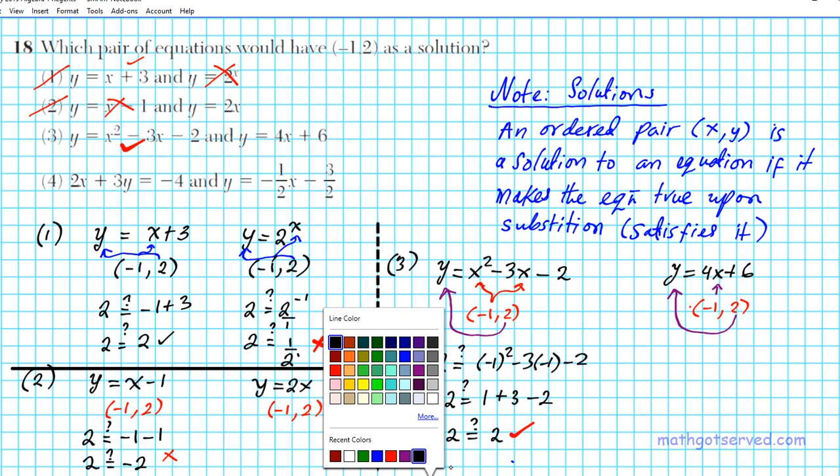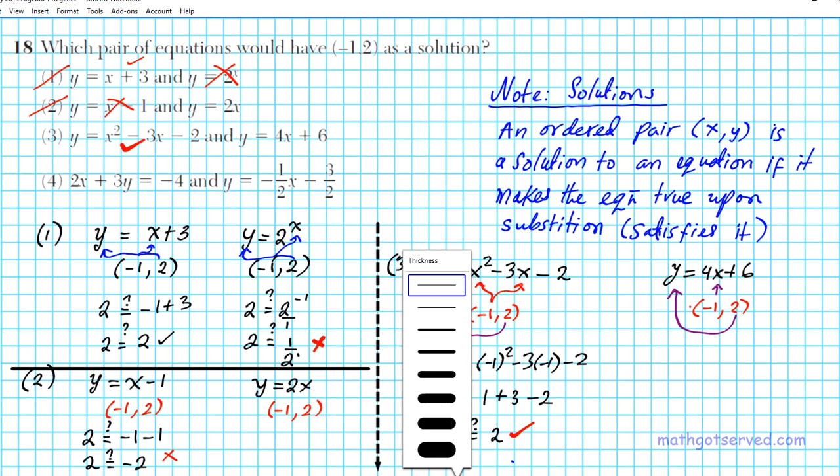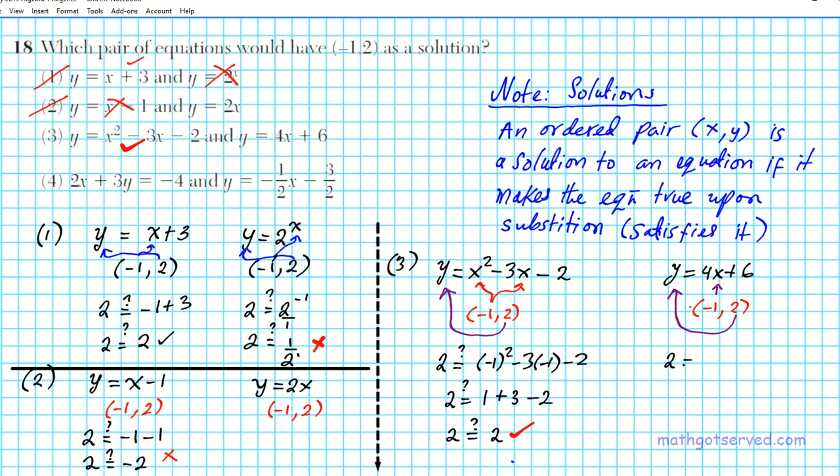Alright. So if we carry out the substitution, we're going to have, is 2 equal to 4 times negative 1 plus 6, is it? Now we use the order of operations, you multiply before you add or subtract, negative 4 plus 6. Is 2 equal to negative 4 plus 6 is 2? Is 2 equal to 2?